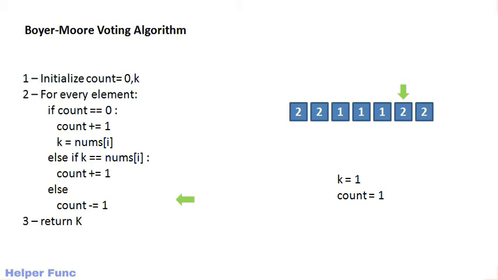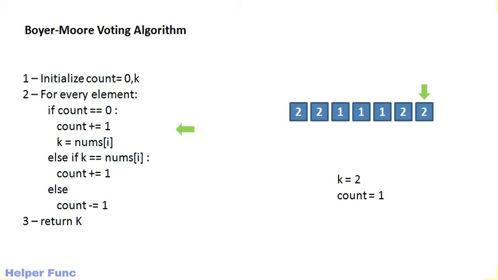Now in the next step, because count is not equals to 0 and also k is not equals to 2, count will be decremented by 1, which makes it 0. And now again count is 0, which means that the number of times 1 has occurred is the same as the number of times elements other than 1 have occurred. Thus 1 cannot be the majority element at present.